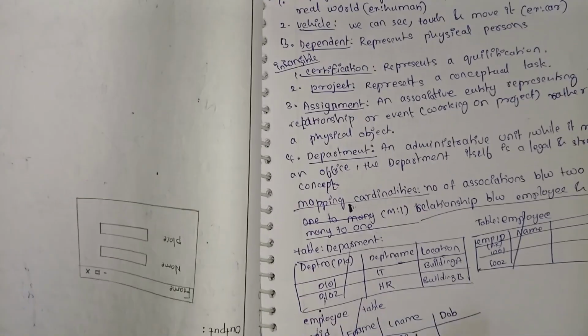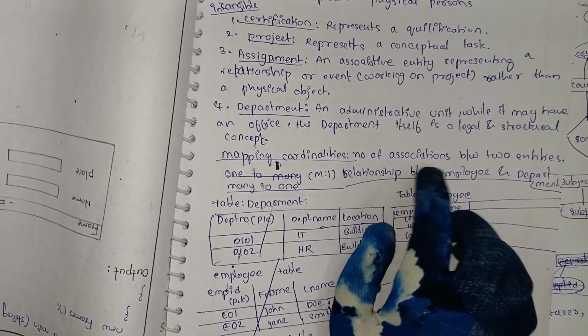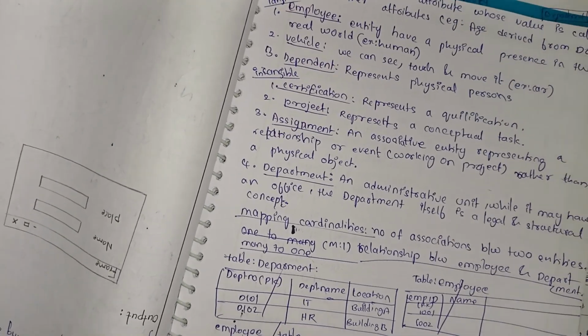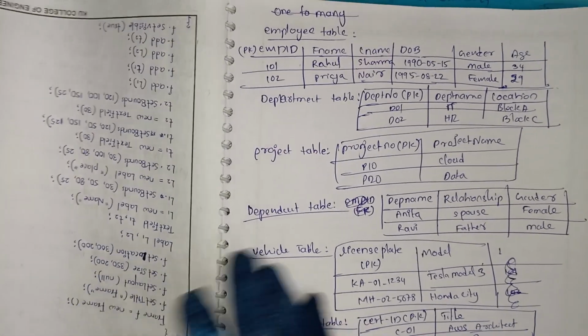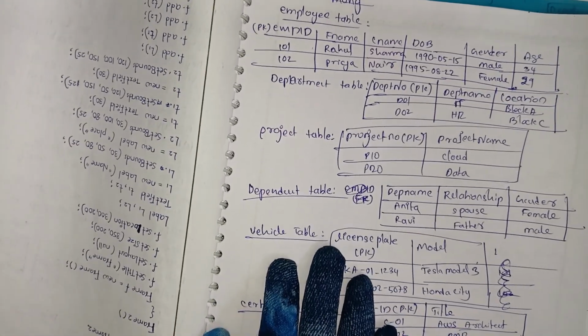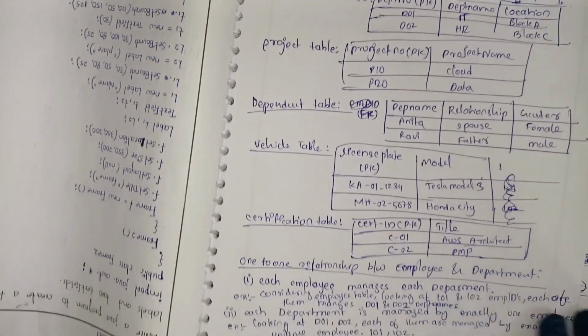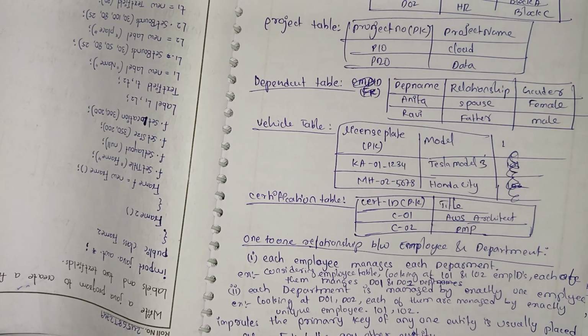And then mapping cardinalities: the number of associations between two entities is called mapping cardinalities. And here employee table, department table, project table, dependent table, vehicle table, certification table are there. So here is the representation of each mapping cardinality in the relational database with the example tables.